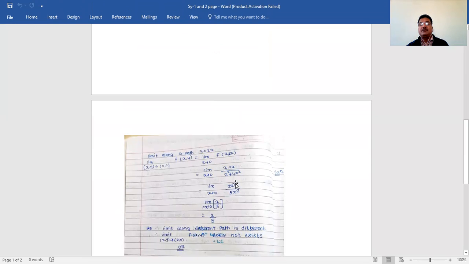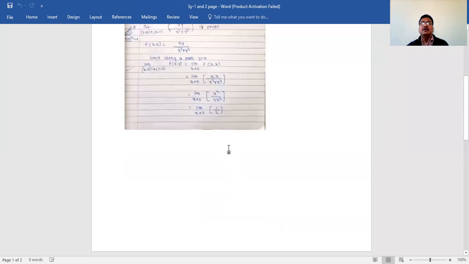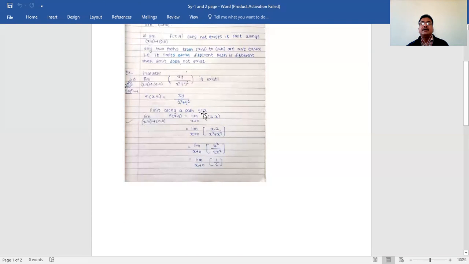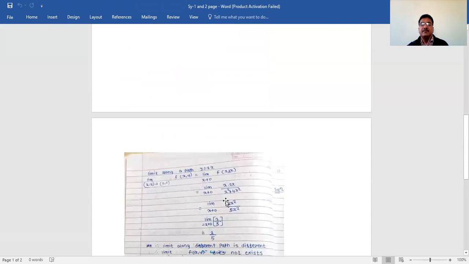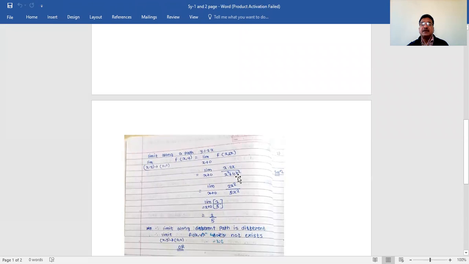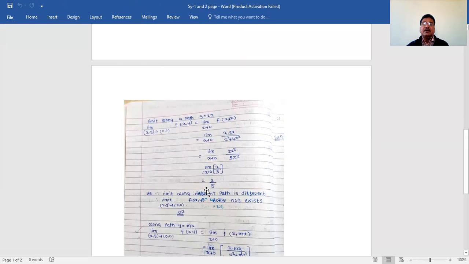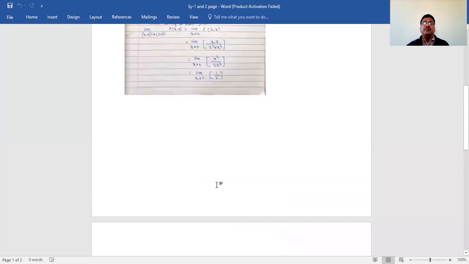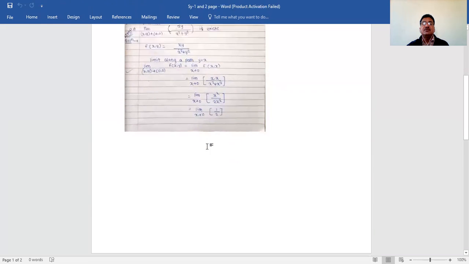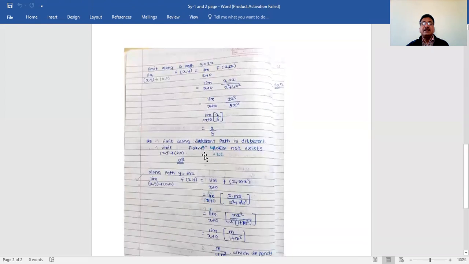Replace y by 2x. Then f(x,2x) is x into 2x divided by x square plus 2x square, where (2x) square is 4x square. Then we have 2 by 5, and the limit of 2 by 5 is 2 by 5. That is along the path y equal to 2x, the limit as (x,y) tends to (0,0) of f(x,y) is 2 by 5. And along the path y equal to x, the limit is 1/2. And therefore we say that the limit along different paths is different.